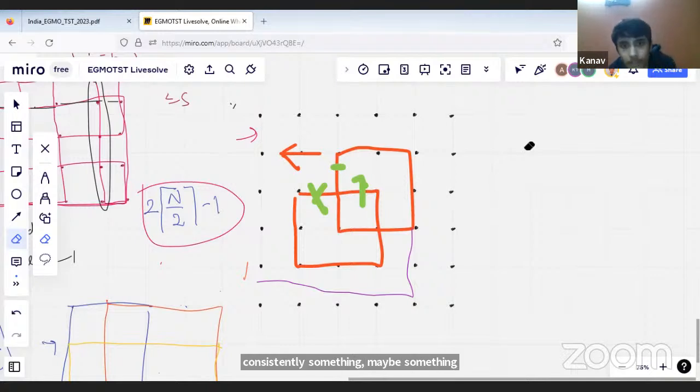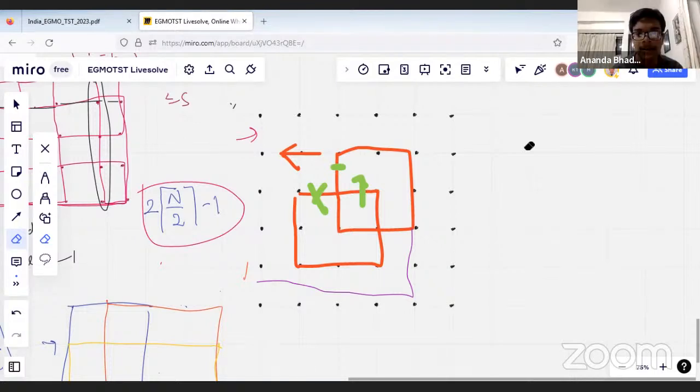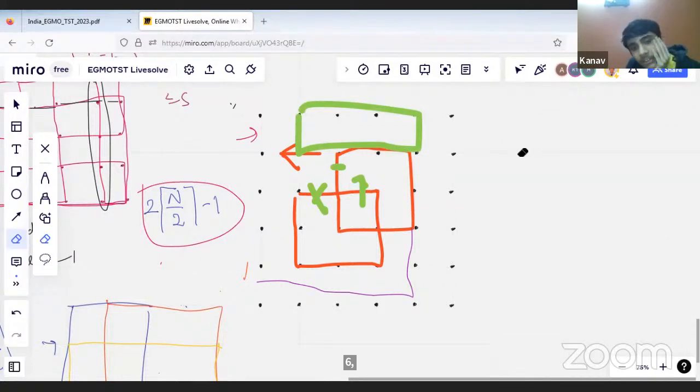No, wait. Like from right. No, from every row you must have something starting. Wait, no. Oh, maybe you have something above it. Then you can extend that downwards. You must have something originating from this row.